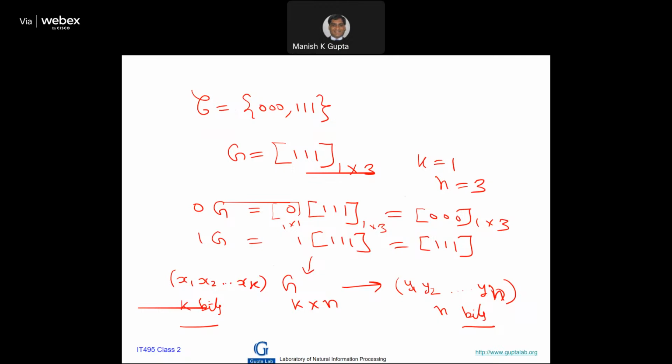So in general, if there are k bits, multiply with k by n, we get y1, y2, ..., yn. So n bits. k bits are mapped into n bits using this subspace. So a code is nothing but a k-dimensional subspace. A linear code is nothing but a k-dimensional subspace of the whole n-dimensional space. This is what it is.